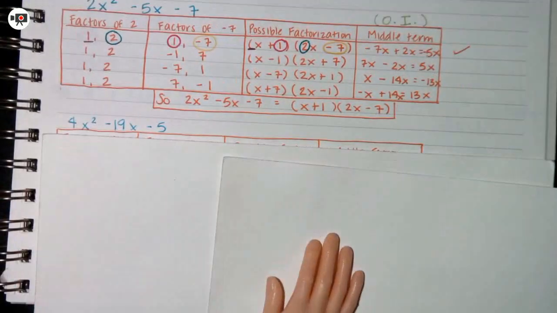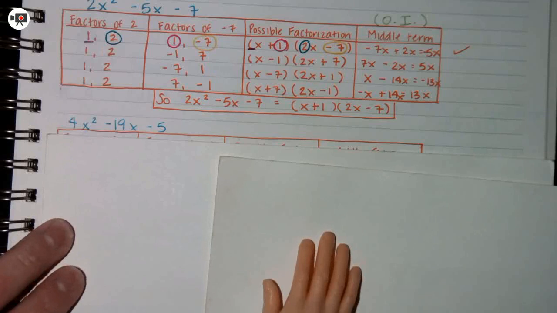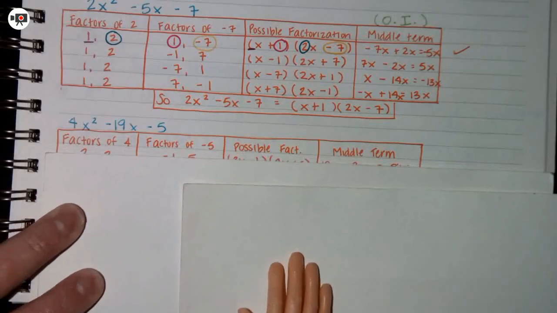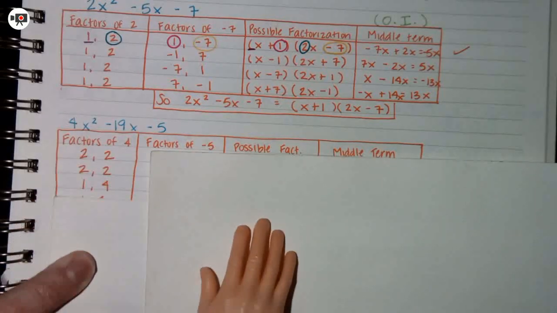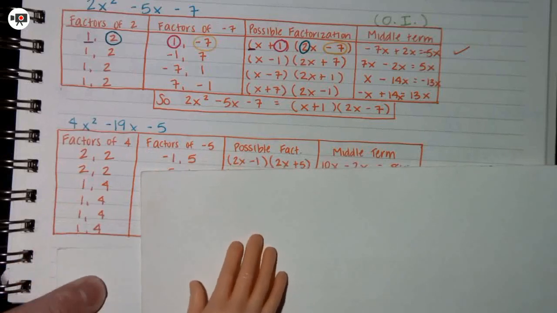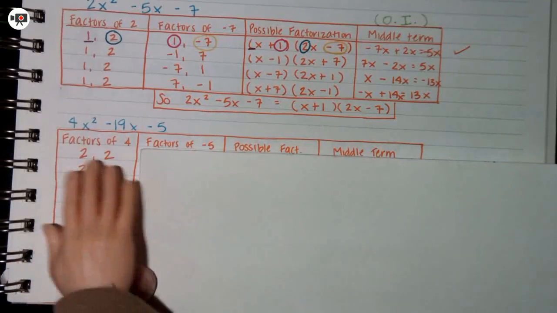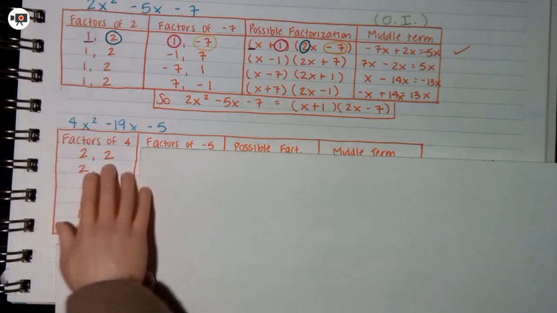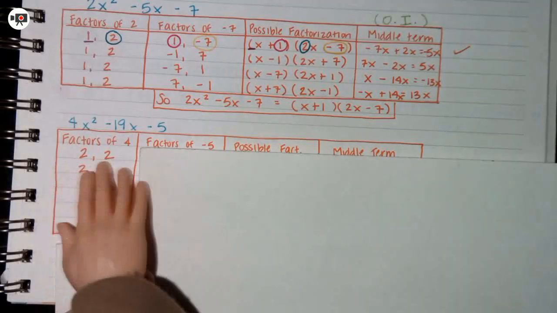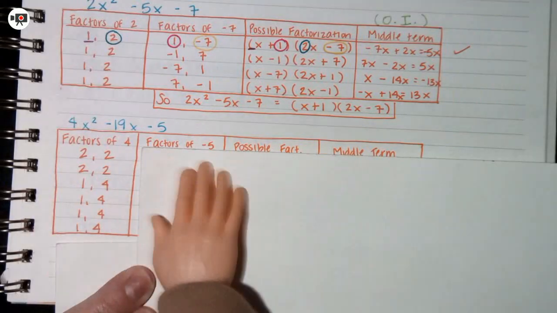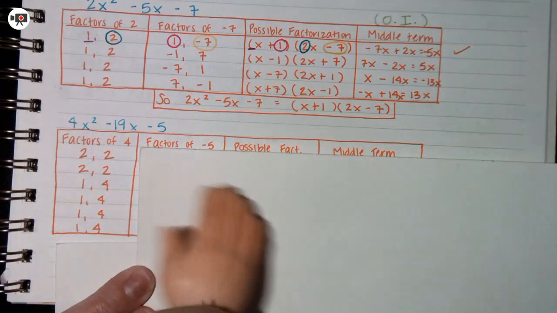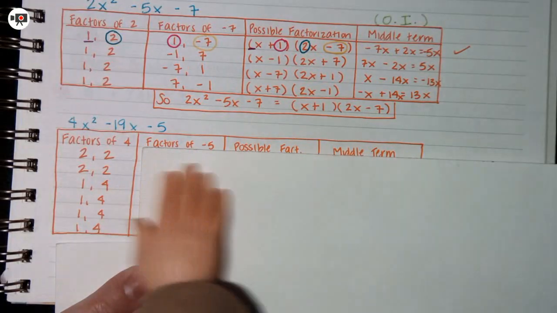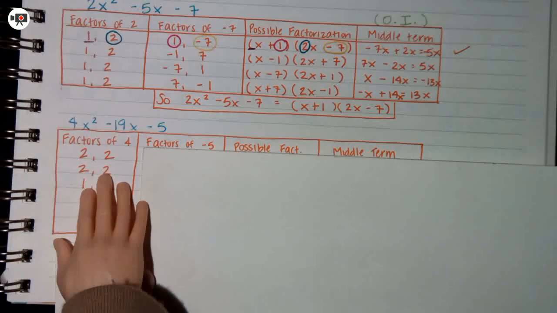Now we're going to factor 4x squared minus 19x minus 5. So I have my columns. Possible factors of 4: 4 is not prime, so I have a few options. I have 2 and 2, and I put that twice because it's the same thing. If I switch it and then multiply it, it would be the same. So the order won't matter when these are the same.